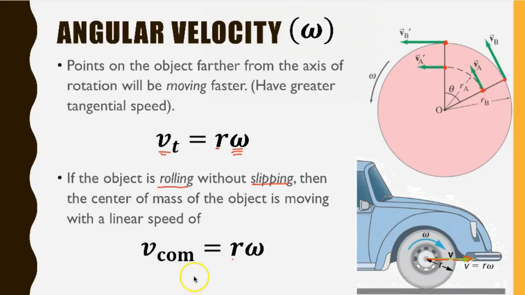Let's see why that's true. If you imagine this tire has a dot on it, and actually let's make it right where the tire hits the ground.